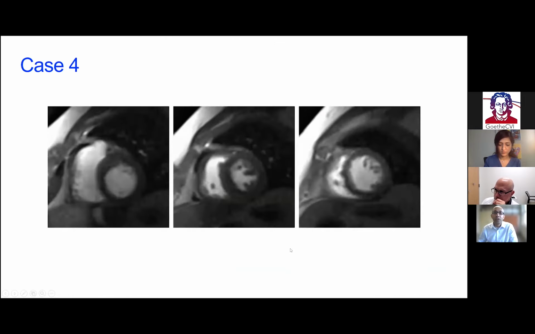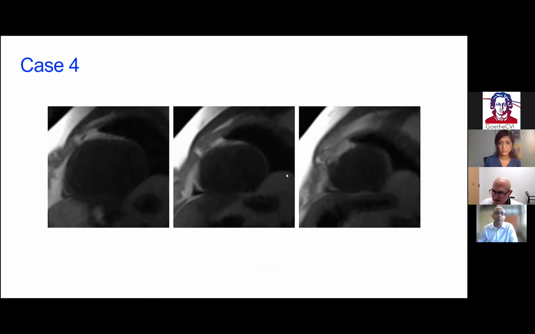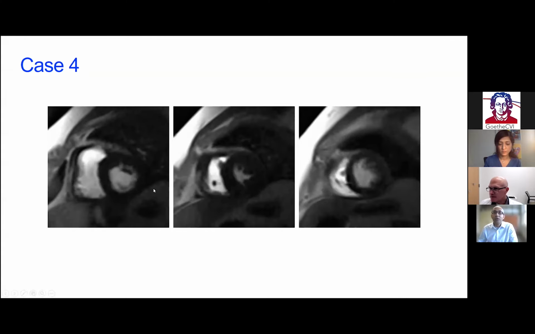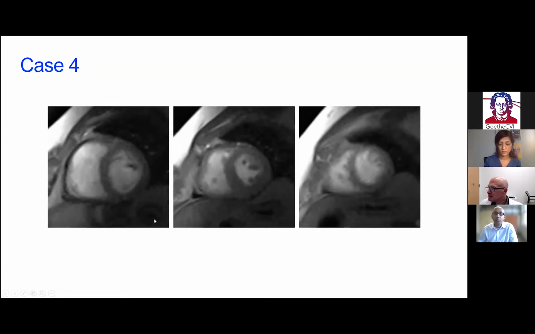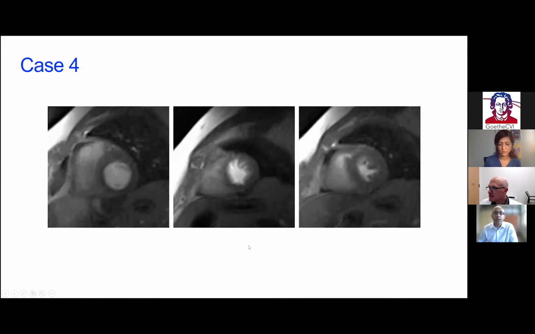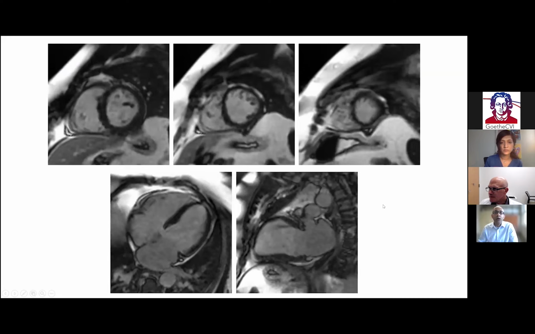This is the stress perfusion images, base, mid, and apex. We don't really see any perfusion defects here. So this was completely normal. And this is a frame from each of these, again showing the absence of any perfusion defects. And then we were able to obtain optimal late gadolinium enhancement images as well, without any evidence of scar or MI.